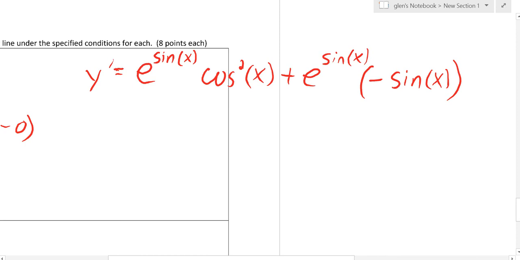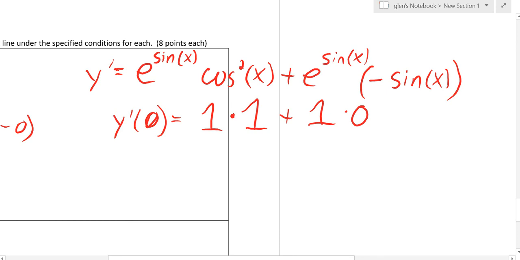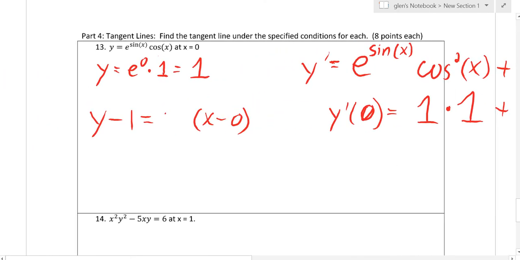All you're going to do now, that's our derivative, is plug in 0. We want to know what y prime of 0 is, because that's where we need the derivative. Y prime of 0 happens to be e to the 0, which is 1, times cosine of 0 squared, that's just 1, plus e to the 0, which is 1, times negative sine of 0, which is 0. So we did all that work to find out that the derivative just equals 1. So the tangent line is y minus 1 equals x minus 0.